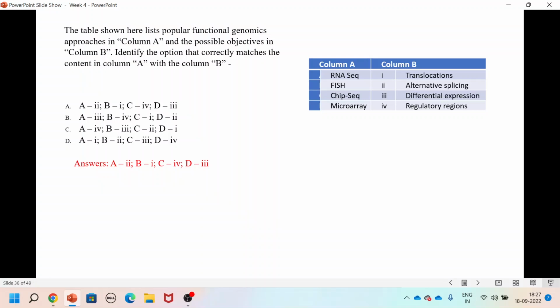The second is option B, that is FISH, which, as I mentioned, helps in translocation studies, translocations in the chromosomes. The third is ChIP-seq. ChIP-seq, as I already told, helps in finding the regulatory regions to which the promoter or the repressor are binding, and thus regulating the gene expression. And the last is the microarray, which helps in identifying the differential expression of the genes by having a fluorescent signal.